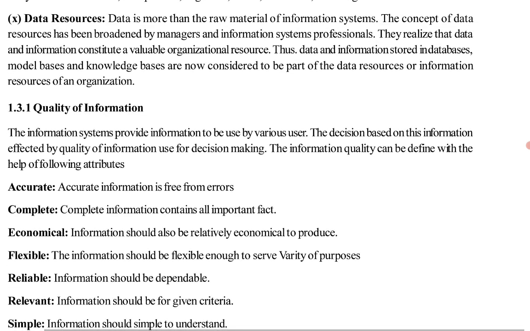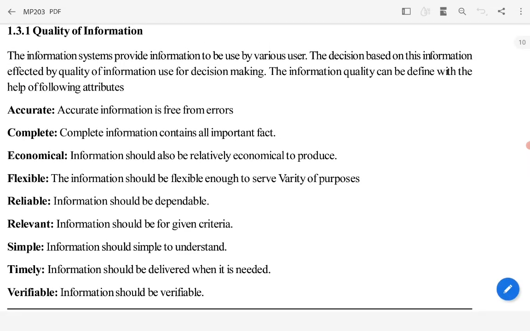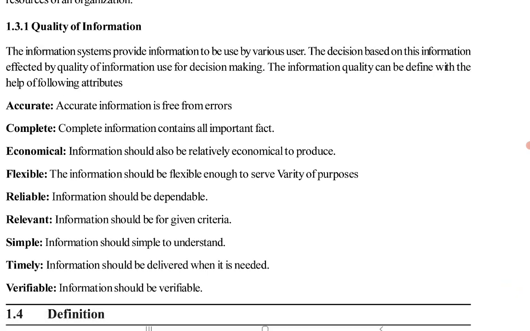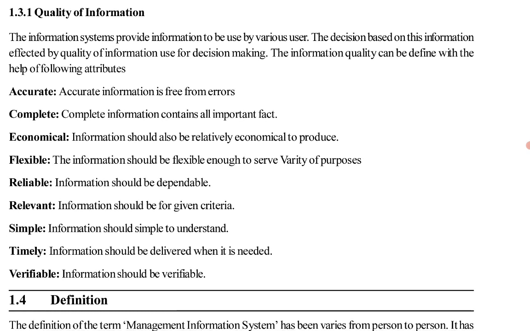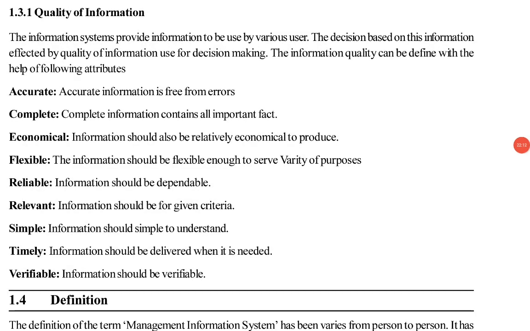Data resources means data is more than the raw material of information. The concept of data resources has been broadened by managers and information systems. So what about the quality of information? What are the quality measures? How do we measure the quality of information in big organizations? What are the qualities of information to be passed?